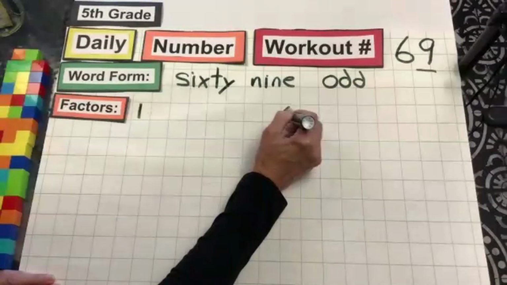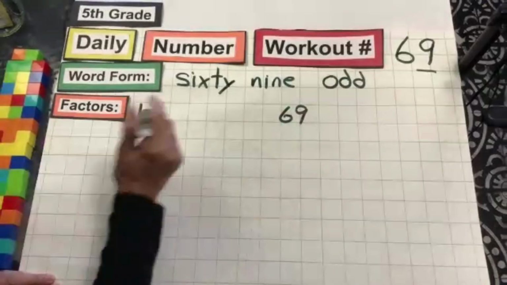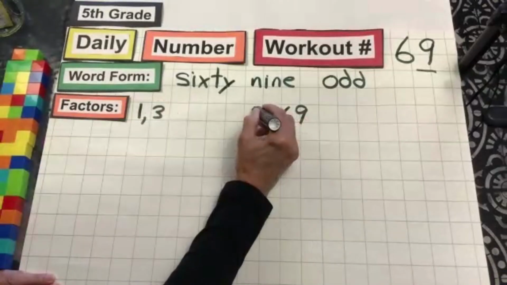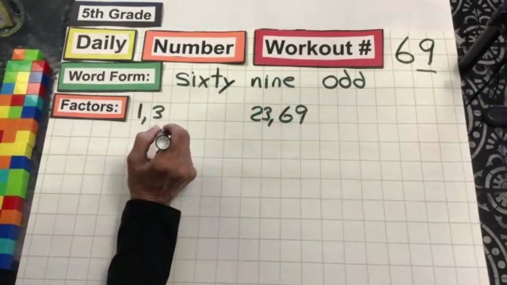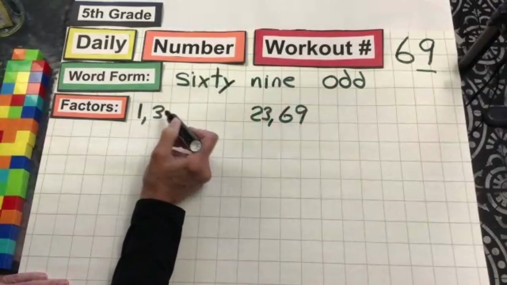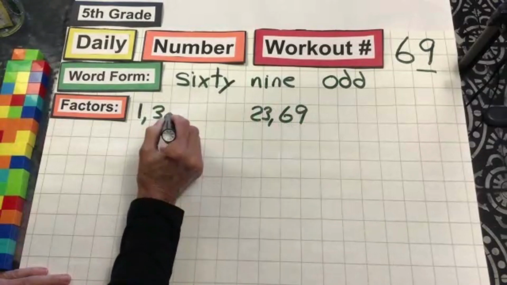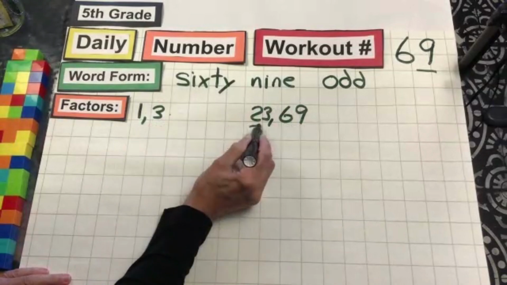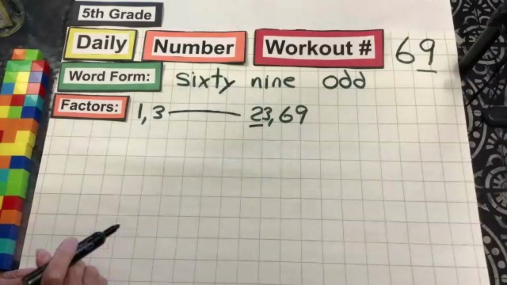1 times 69. 2 doesn't go in because it's odd. 3 goes in 23 times. 4 does not go in because it's odd. 5 does not go in because it does not end with a 0 or a 5. 6 doesn't go in because it's odd. 7 doesn't go in. 8 doesn't go in. 9 doesn't go in. I look here and 23 is a prime number, so we are done.